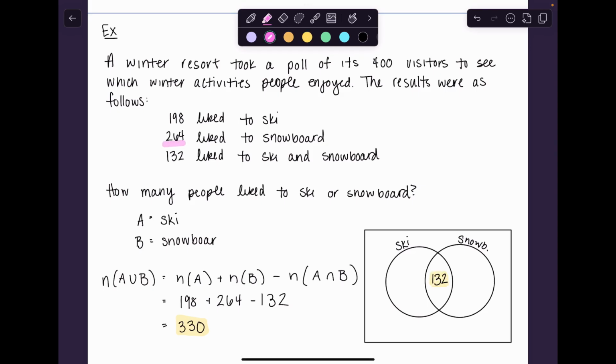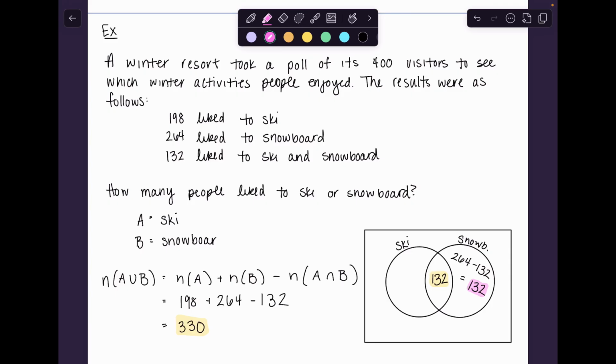Now for this next part, they tell us 264 like to snowboard. So this entire circle should be 264. I've placed 132 people in the center. So the number that just like to snowboard is I take the total amount and subtract how many people I've already placed. And if I do that, not the best numbers, because I end up with 132. So there are 132 people that like to snowboard but not ski.